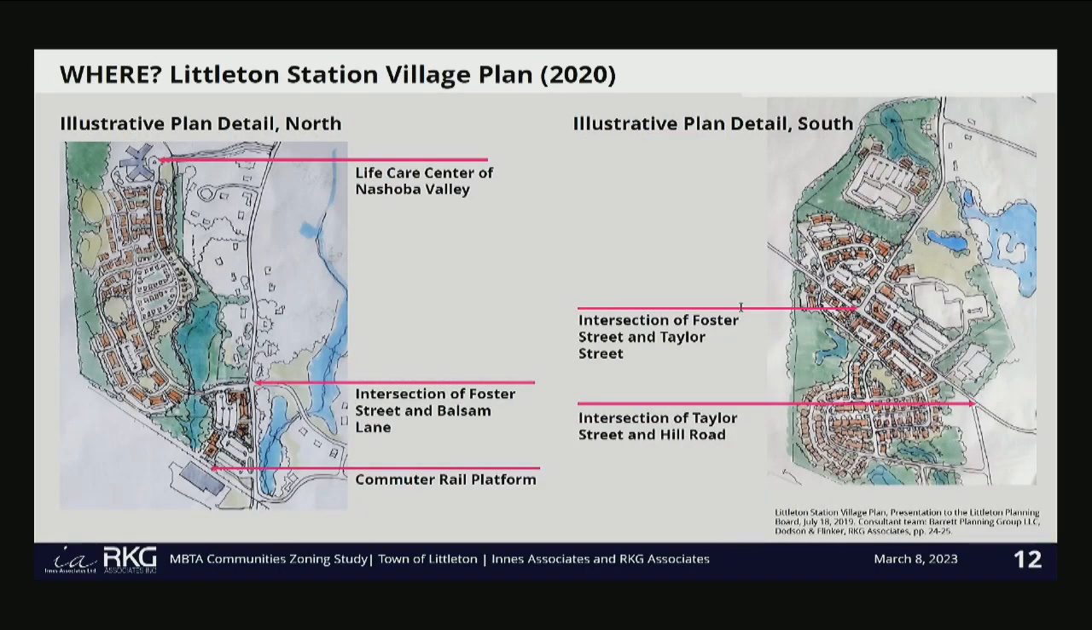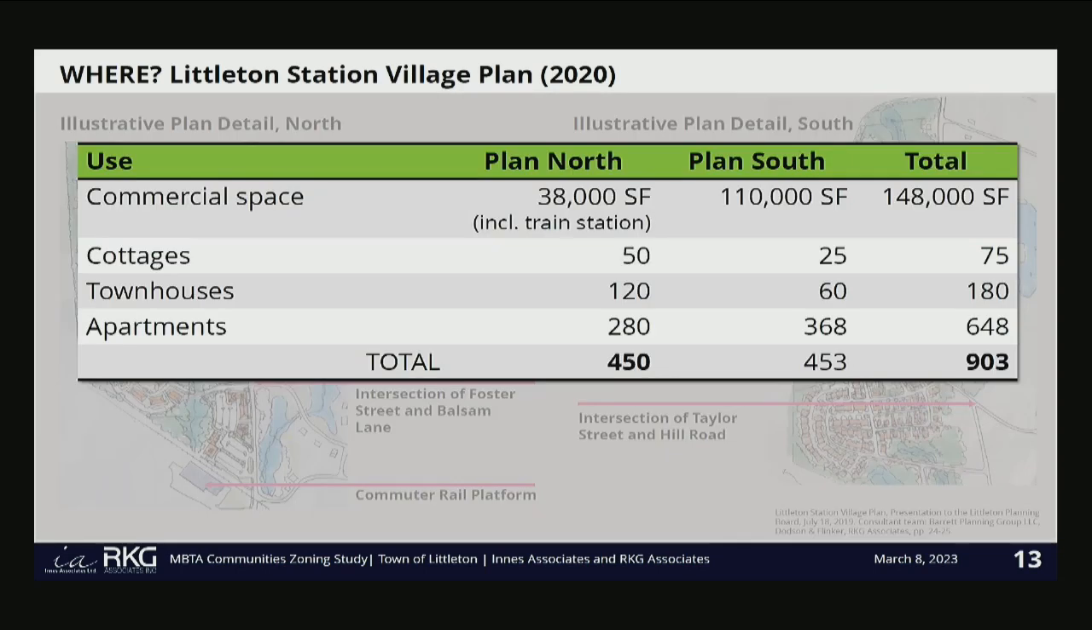And then this is me zooming in a little bit. So the illustrative plan detailed north, that's the Life Care Center of Neshoba Valley down to the commuter rail platform. And then south is actually just above. We've got the intersection of Foster Street and Taylor Street, and then Taylor Street and Hill Road here, just to orient yourselves on this. And then because they had the development volume, again, in illustrative form, we can look and see what that means.